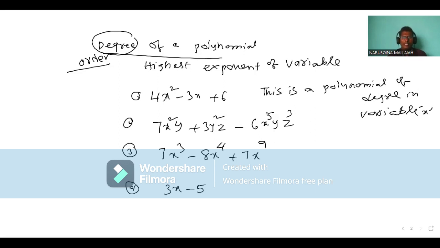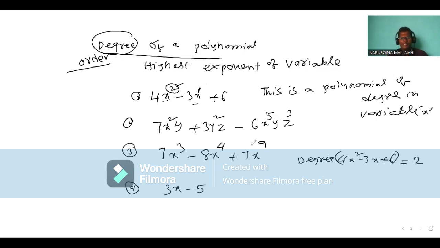See here, the variable is x. To identify the degree of the polynomial, we have to focus on the exponent of the variable. Here, the English letter x is the variable. On top of x we have 2. Where there is no number, we have to consider it as 1. So among 2 and 1, 2 is the highest exponent. So the degree of this expression is 2. We can write it as degree of 4x square minus 3x plus 6 is equal to 2.